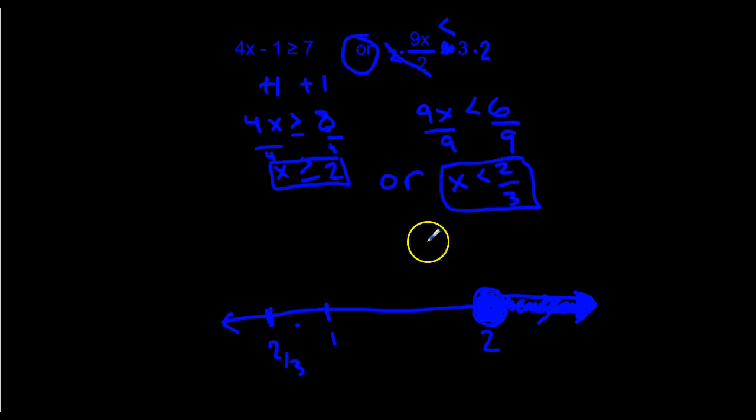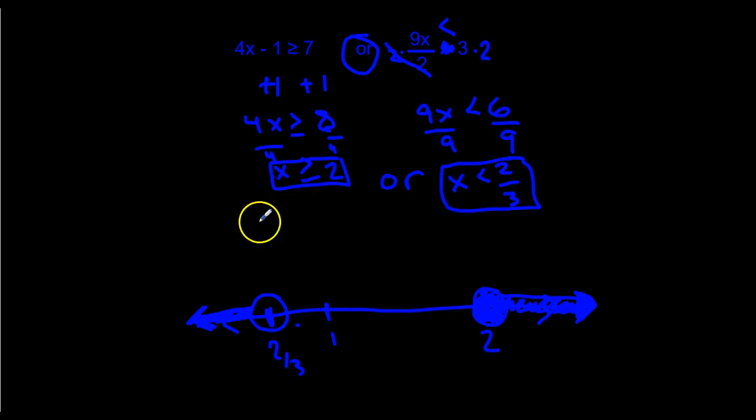x is less than 2/3. So here we got 2/3. I'm going to draw an open circle. I'm not going to fill it in because I don't want people to think that 2/3 is part of the solution set, because it's not. It has to be strictly greater than or less than 2/3. And then what's less than 2/3? Well, all this stuff over here is less than 2/3. And that's actually what the graph is going to look like.